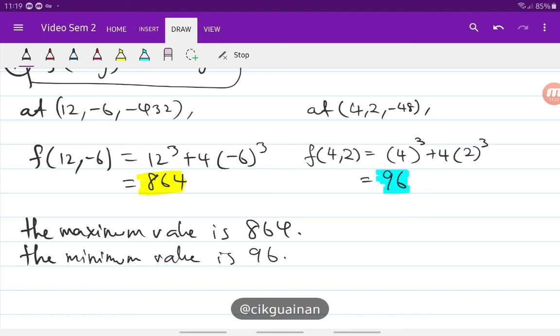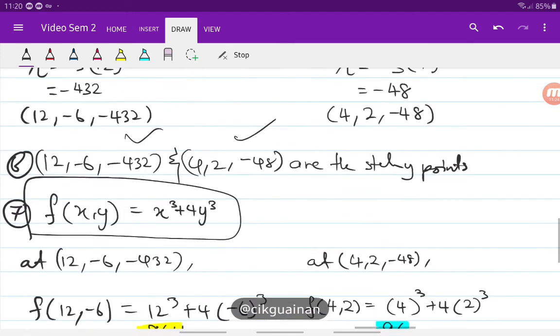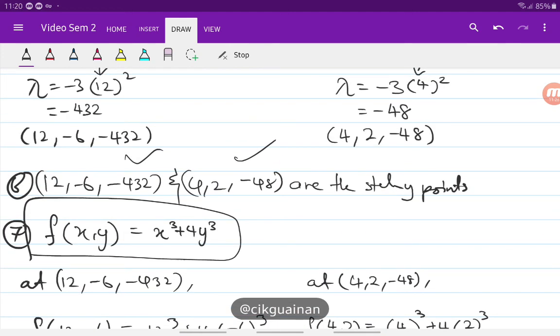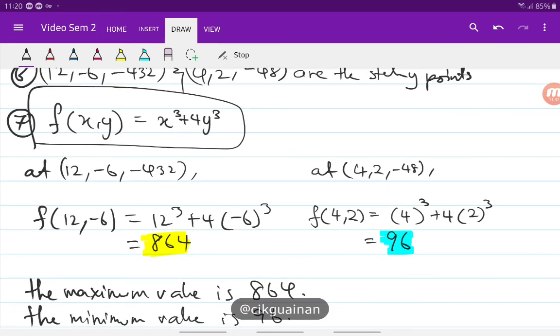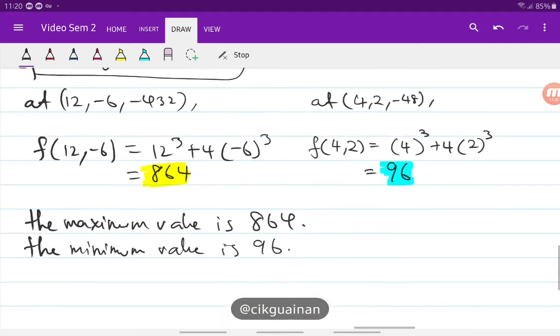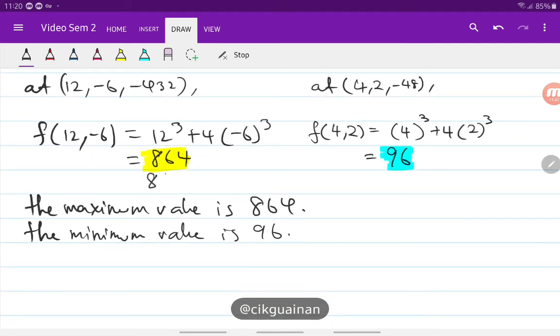So in Lagrange multiplier, you don't have to be easily intimidated or get confused, because you just follow the steps. You get until step number 6, you get the stationary points, and then right away substitute all the stationary points that you get inside the objective function, and then you compare each other. Sometimes maybe the number is 864 and then this one is minus 96, so one positive, one negative.